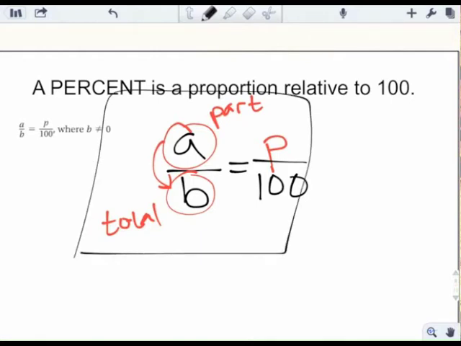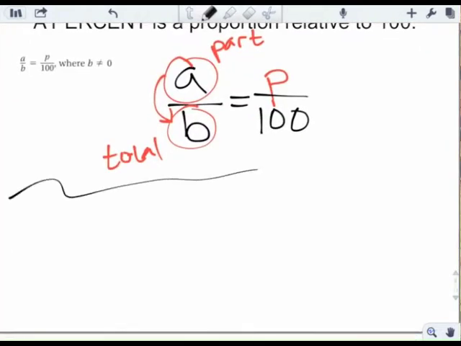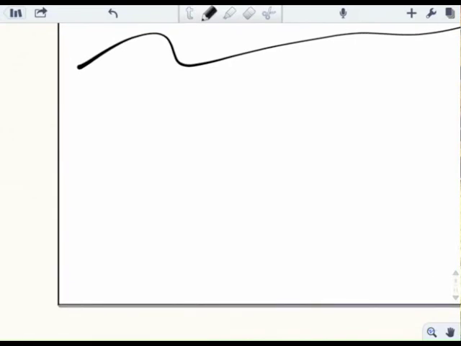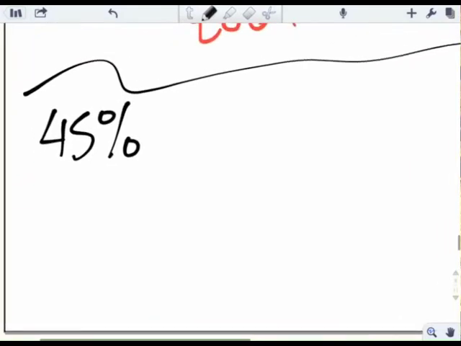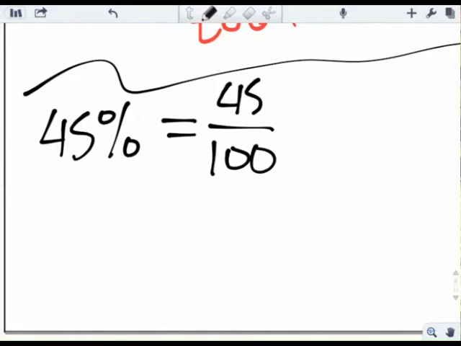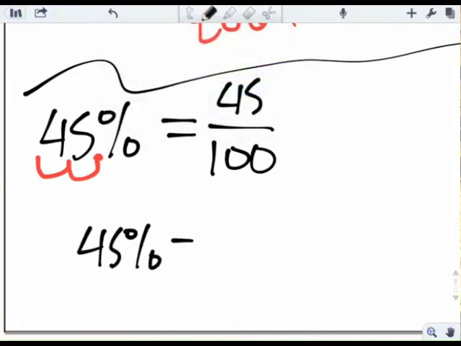Another thing that you're going to need to recall from middle school math is how to write a percent. If you have something like 45%, remember that this is the same exact thing as saying 45 over 100. Anytime you divide something by 100, you can think of it as moving the invisible decimal place over to the left twice. So 45% is the same thing in decimal form as 0.45.